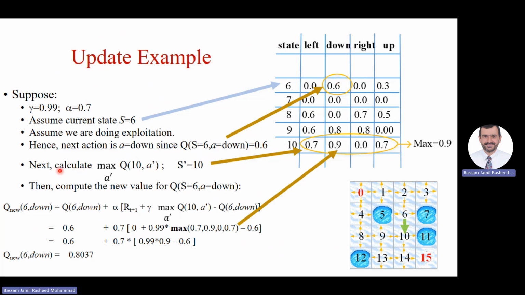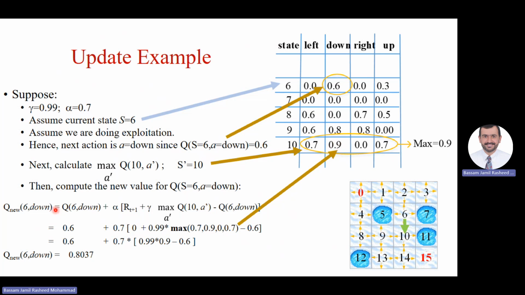Now we calculate the maximum action value of the next state. So I'm going to state 10 here. What are the actions for state 10? So I look up in the Q table here. What are those actions here? Okay, what's the maximum action value? It is 0.9. I need it in the update equation.